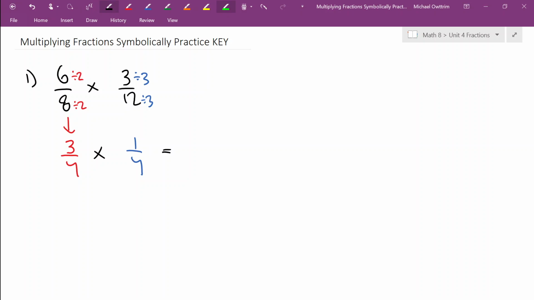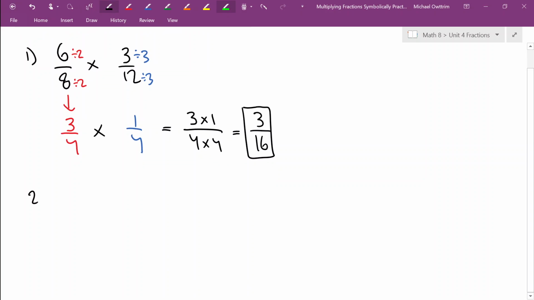Our rule is multiply top by top, so 3 times 1 on top, and multiply bottom by bottom, so 4 times 4 on the bottom. 3 times 1 is 3, and 4 times 4 is 16. Since 3 is a prime number and 16 doesn't divide by it, that is our simplest form.